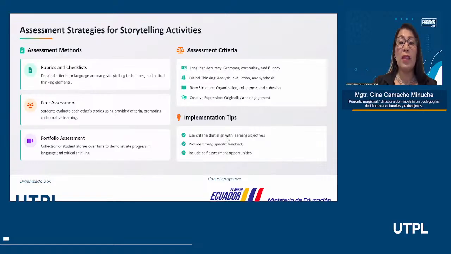And there are some implementation tips that are use criteria that align with learning objectives, provide timely specific feedback. You are going to read constantly what your students are including in their stories, so you can give them the corresponding feedback and see how well they are doing or what they need to change.